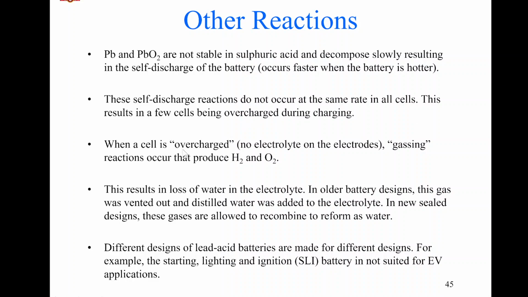When a cell is overcharged, in this particular case, there is a chance of gassing, where we are producing gases like hydrogen and oxygen. This would further lead to degradation of the electrodes. So we'll come to a detailed look at the electrodes after some time, in the thermal management portion.